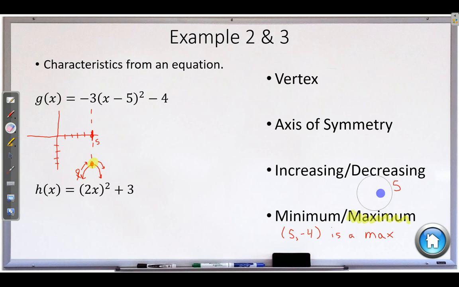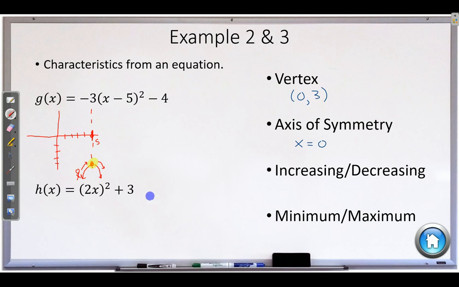Number 2, h of x. I'm going to erase all those just so I can have my organization. I'll change colors. So here, our vertex. Let's see if we can do this one without the graph. So our vertex is 0 side to side. There's no h value. And up 3. So 0 side to side and up 3. Our axis of symmetry is the x value of that vertex. It's the middle. Well, the x value is 0. So that will be x equals 0.